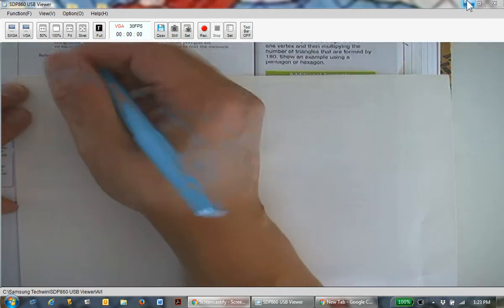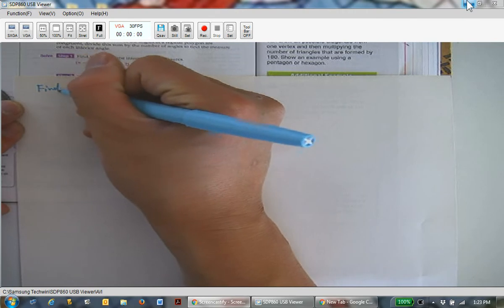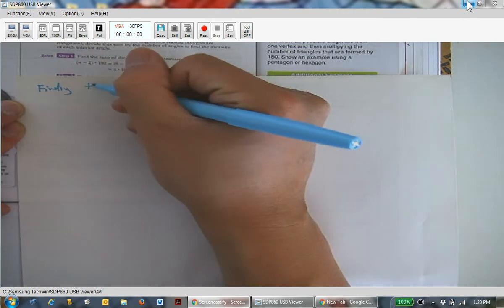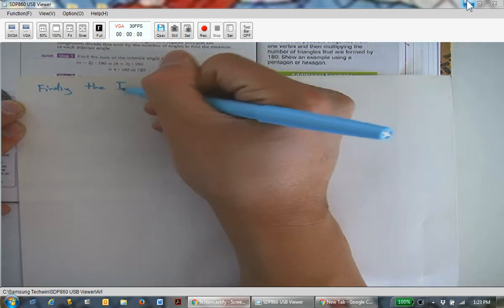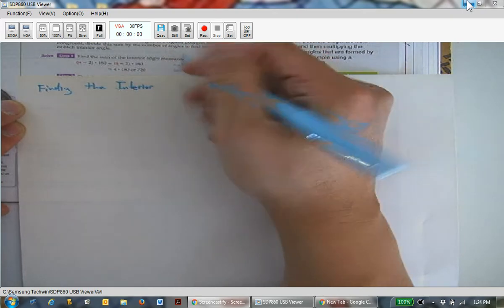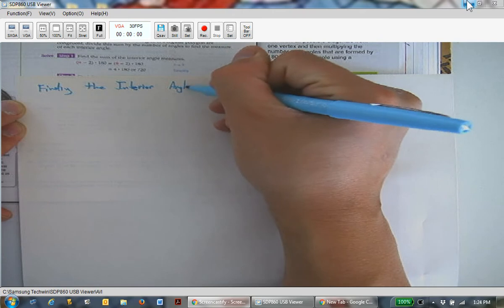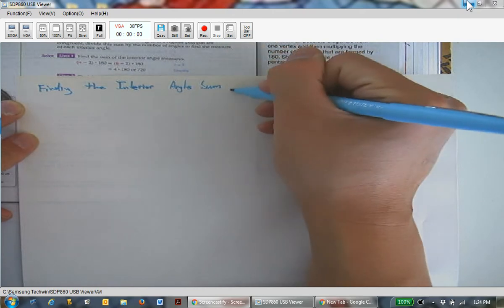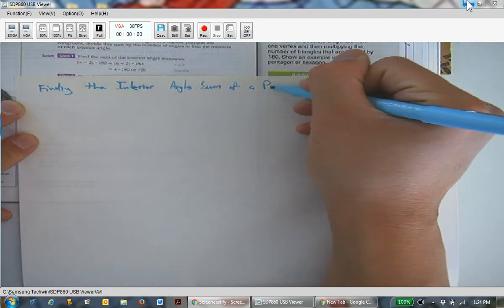So this is a subtopic. It's called find the interior angles sum of a polygon.